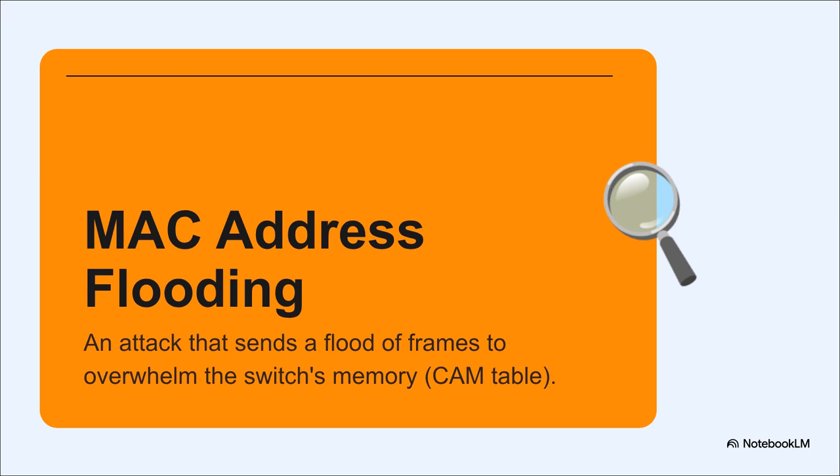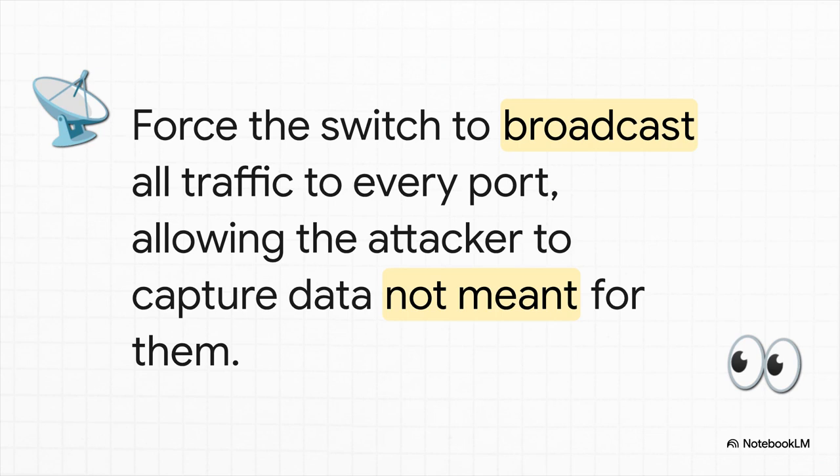First up, we've got MAC address flooding. So inside every switch, there's this little memory bank called a CAM table. You can think of it as a super fast address book that maps which device lives at which physical port. This attack? It's just pure brute force. It bombards the switch with thousands upon thousands of fake addresses, trying to fill up that address book until it completely overflows.